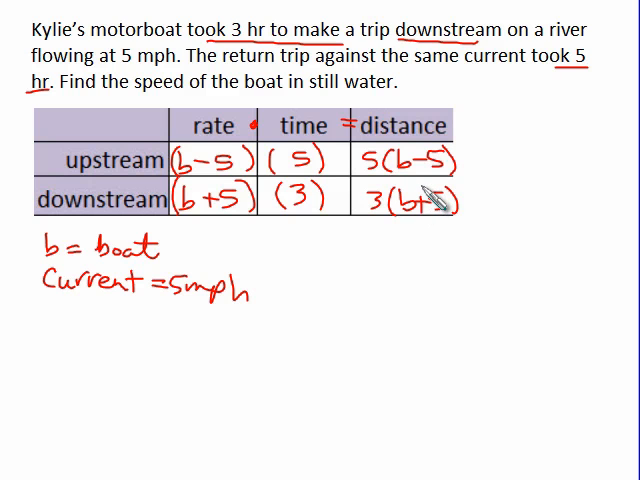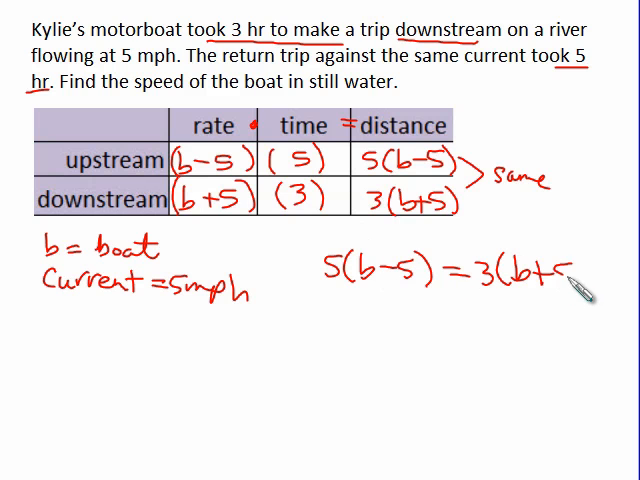Now we need an equation to solve. Since we only have one variable here, I need one equation. Well, since they're going up the river and then back down the same river, these two distances must be the same. So my equation is that 5 times B minus 5 must be the same as 3 times B plus 5. So I'll go ahead and solve this equation.